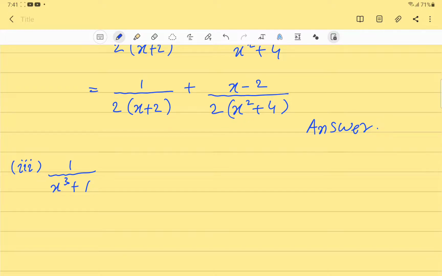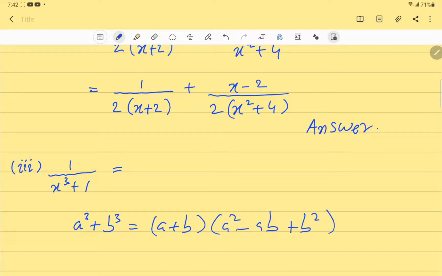We have to factorize first the denominator of this fraction. The denominator is actually this formula. It's following this formula format: a cube plus b cube is equal to a plus b into a squared minus ab plus b squared. So using this formula we will break it down into 2.